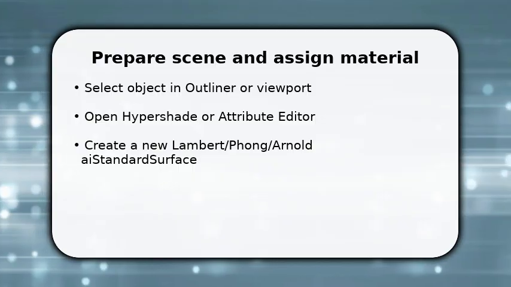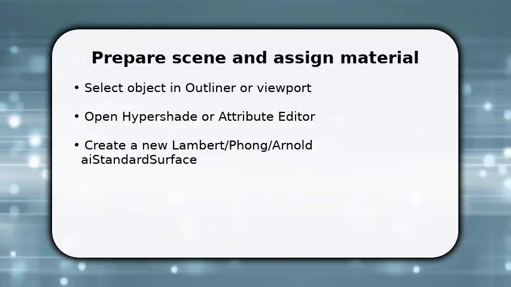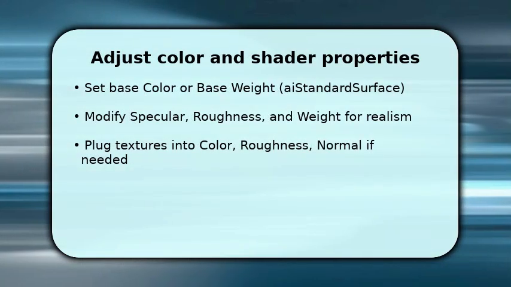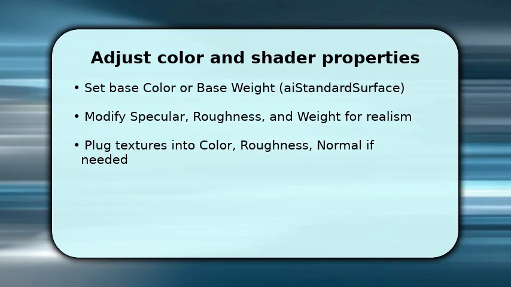Without it, you can't change visible color. Make sure the object has correct UVs if it will use textures later. With the material selected, change the color attribute to paint the surface. If using AI standard surface, adjust base weight and base color, set specular and roughness to control highlights.